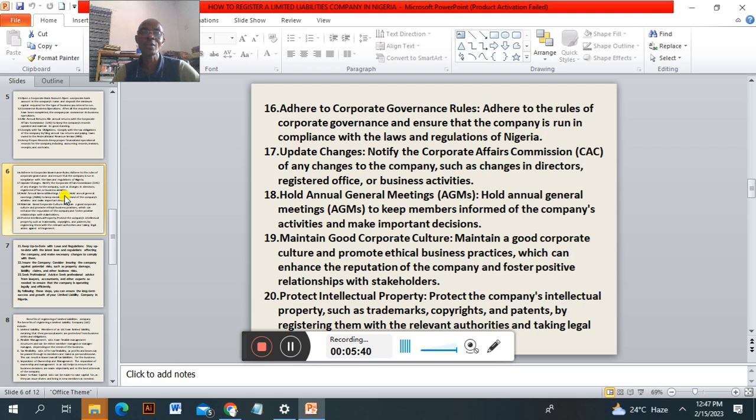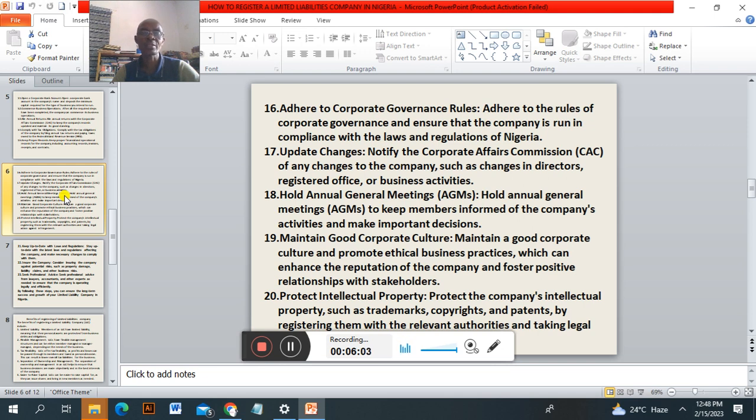Notify the Corporate Affairs Commission of any change in the company, such as change in directors, registered office, and business activity. Number 18, hold annual general meeting. Hold annual general meetings to keep members informed of the company's activities and make important decisions.